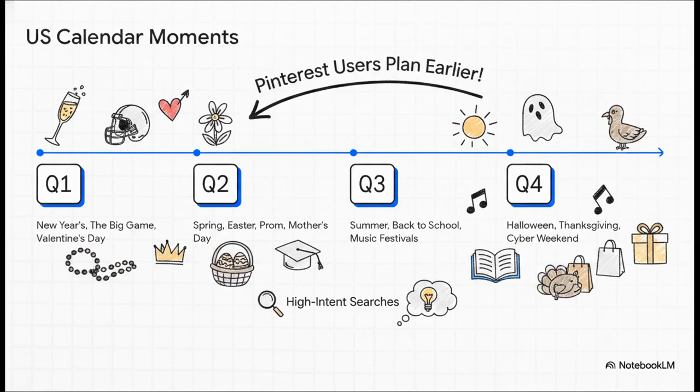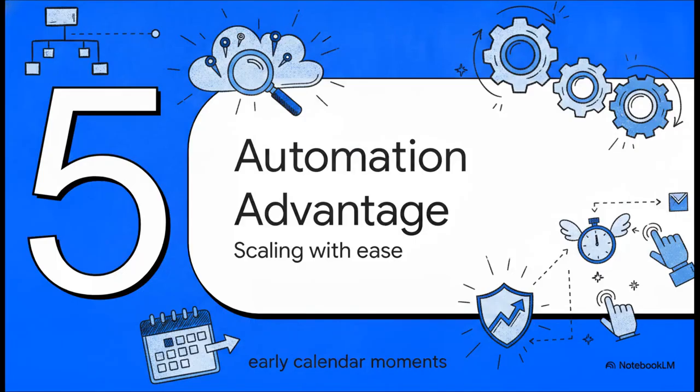Look at Q1. They're already prepping for New Year's, the big game, Valentine's Day, and Mardi Gras. Q2 shifts into spring, Easter, prom, and Mother's Day. Q3 is all about Memorial Day, summer, back to school, and music festivals. And Q4 is the heavy hitter, right? Halloween, Thanksgiving, Cyber Weekend, and Christmas. As an advertiser, you need to align your campaigns with this native planning cycle so you are present the exact moment inspiration strikes.